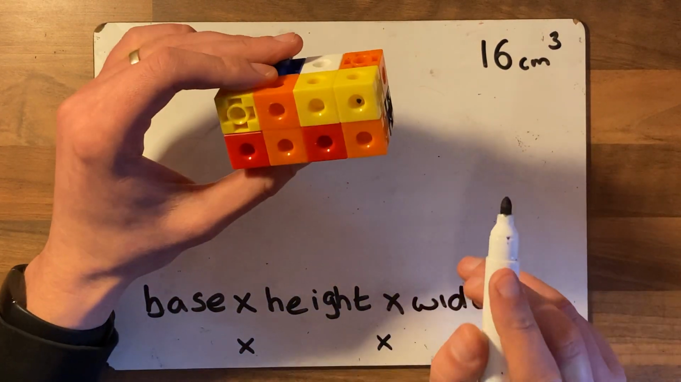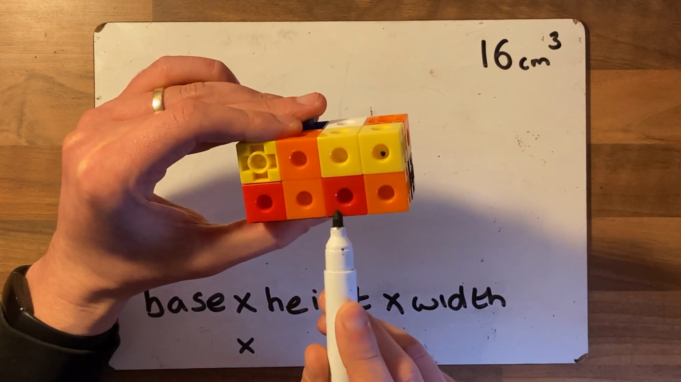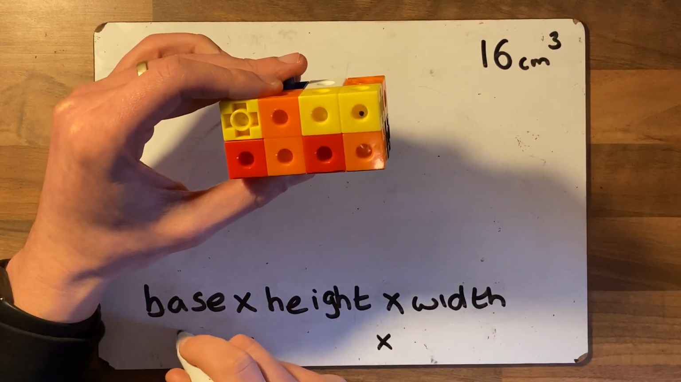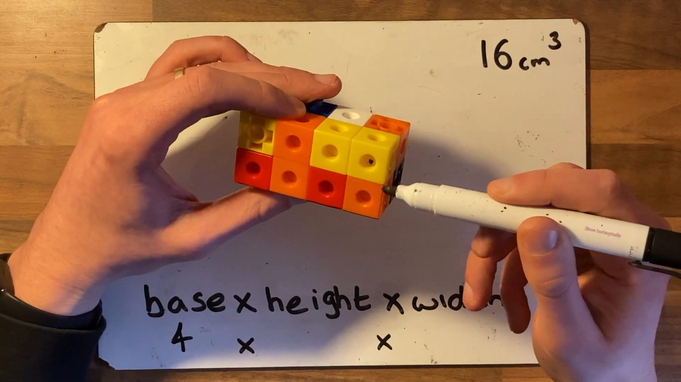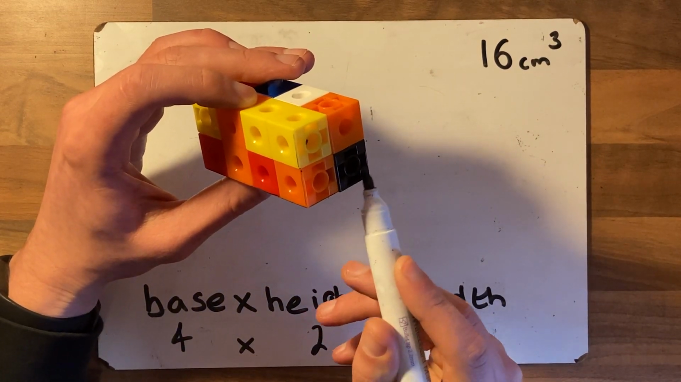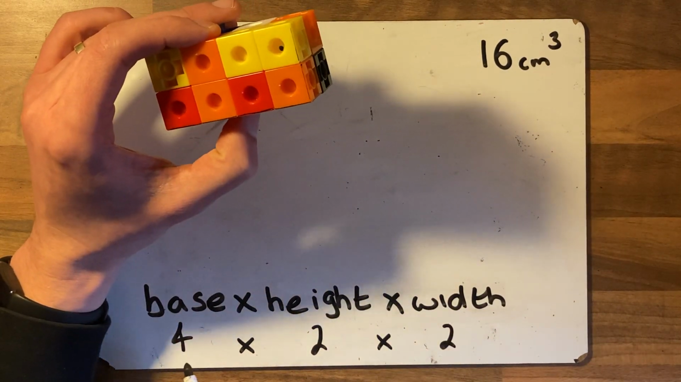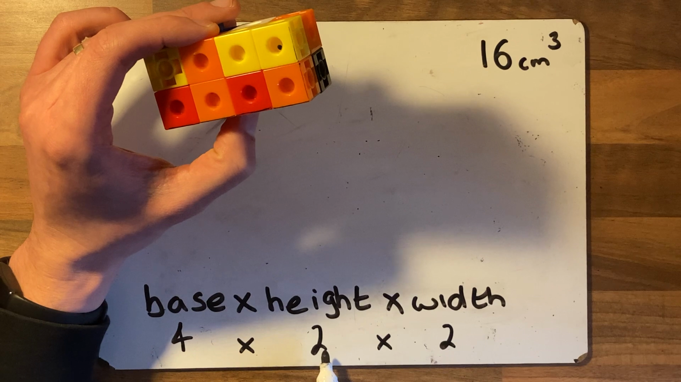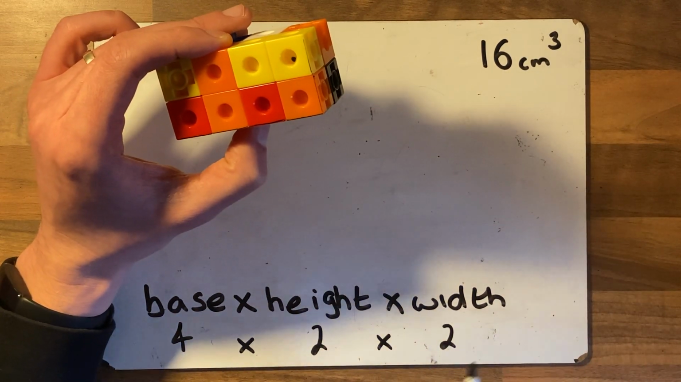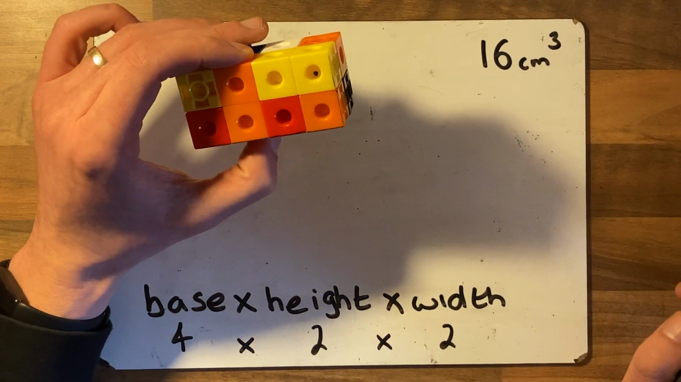So if I was to hold it like this, now the base is across here. So if I was to draw on this again, we can see, can't we? It is 1, 2, 3, 4. The height is 1, 2. And the width going back this way is 1, 2 again. So all I need to do is multiply these numbers together. So if I do 4 times by 2 is 8, then take our 8 and times it by 2, gets to 16. Or we could do 2 times 2 is 4, times it by the 4 is 16 again.